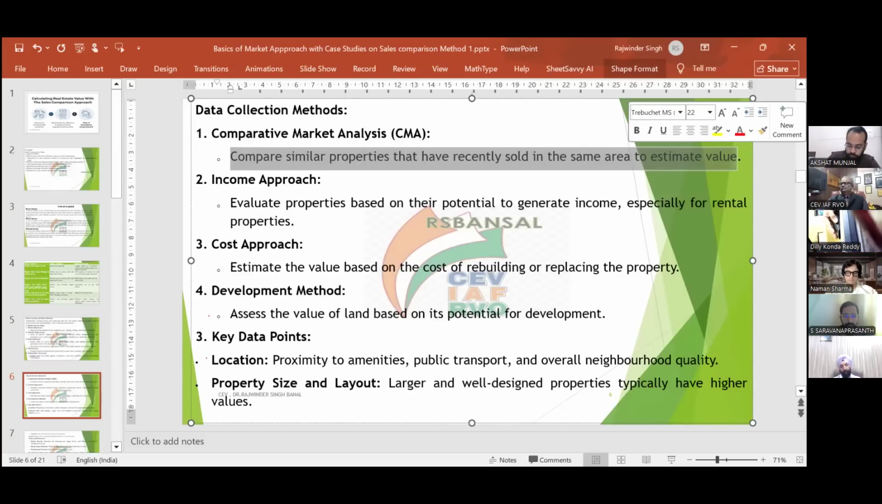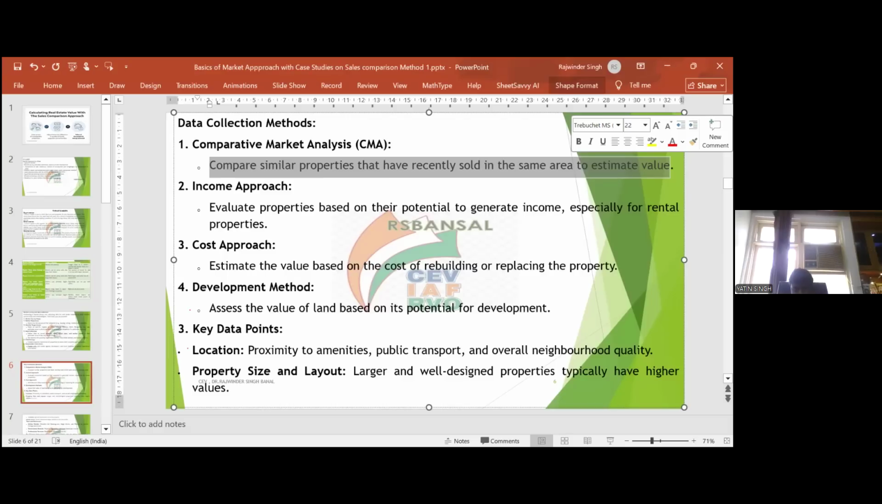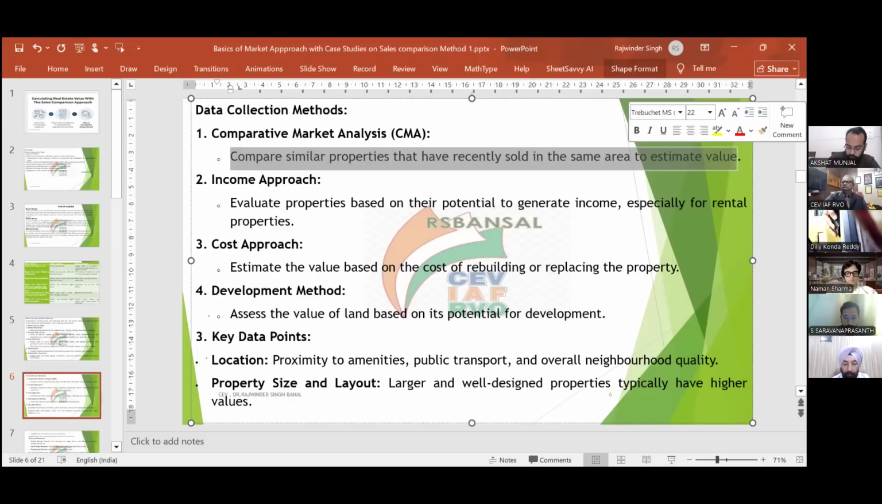Similar property of which you are doing valuation. If it is a 2-bedroom apartment, it means you will be collecting data about 2-bedroom flats. Try to get the data of similar properties in the same area. If you cannot get the data from the same area, then from the nearby areas. But you will get a more accurate value if you get the data of similar property from the same area.